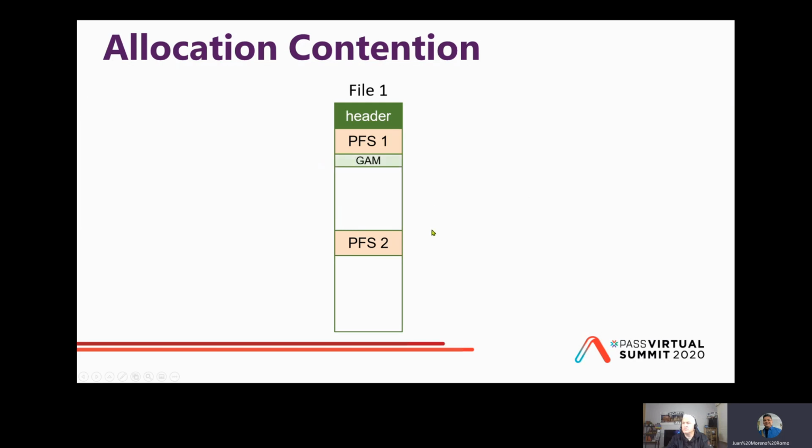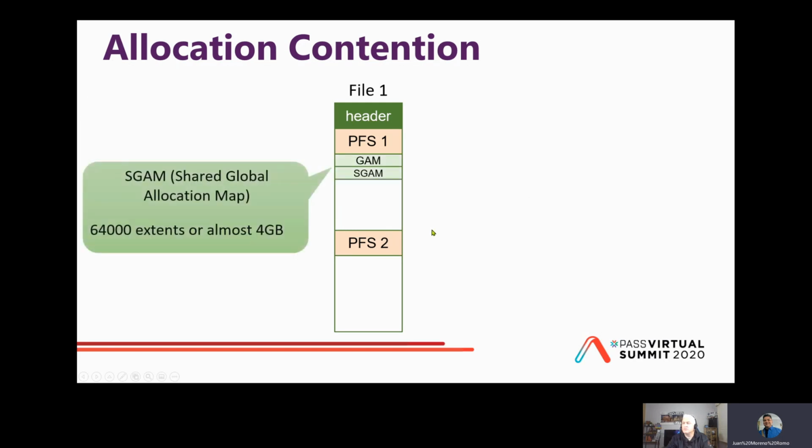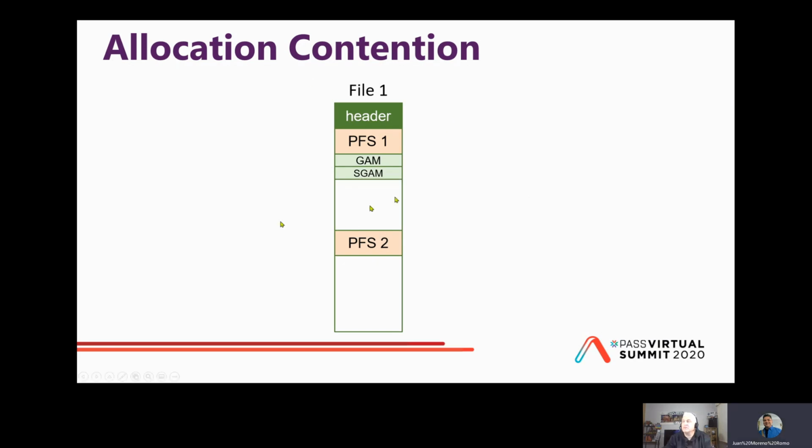Then we have the GAM page. GAM page and SGAM page will manage other kind of information, and we will manage about 64,000 extents for each page. That means that we will have one GAM page and one SGAM page each 4 gigabytes. So if our file is less than 4 gigabytes, we will have only one GAM and one SGAM page. But if we have a file with 8 gigabytes, we will have 2 GAM and 2 SGAM pages. So this is the architecture, the structure of our file at tempdb.